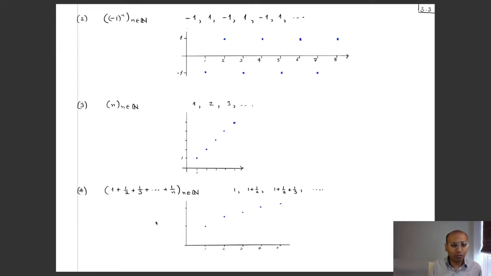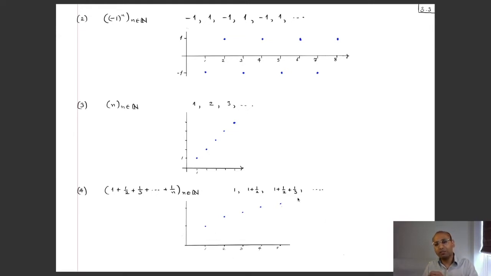Here is one more example of a sequence where the nth term is a partial sum where you add up the reciprocals up till n. So 1 plus half plus a third and all the way up till 1 by n. So the first term is 1, the second term is 1 plus half, the third term is 1 plus half plus a third, and so on.